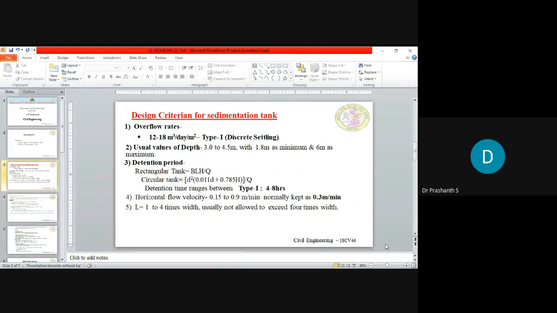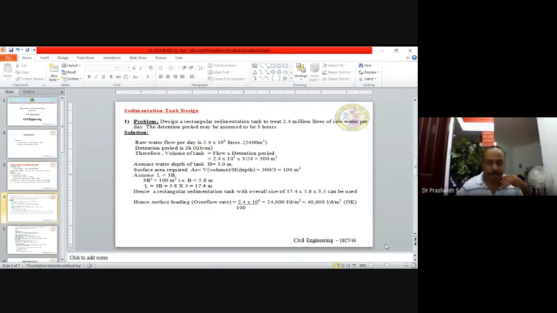Here a design is there. Design a rectangular sedimentation tank to treat 2.4 million liters of raw water per day. Detention period may be assumed to be 3 hours.